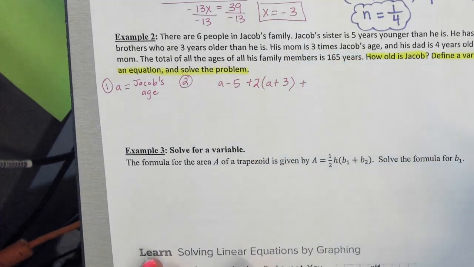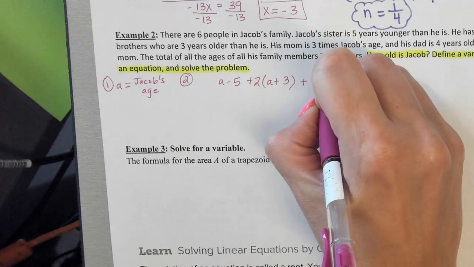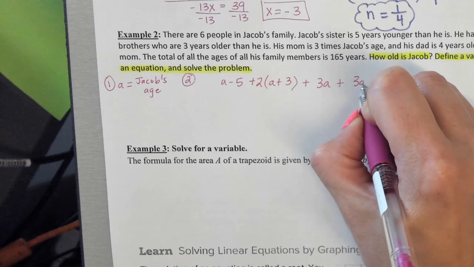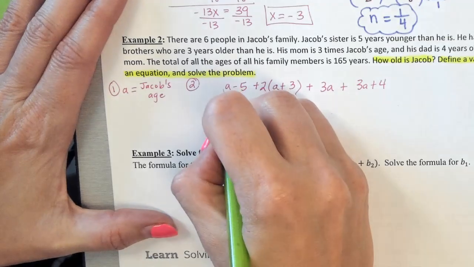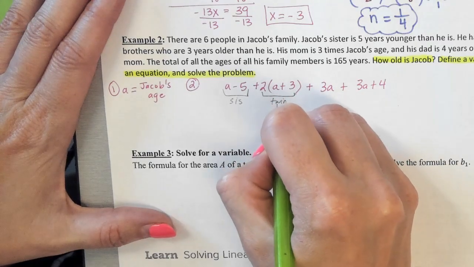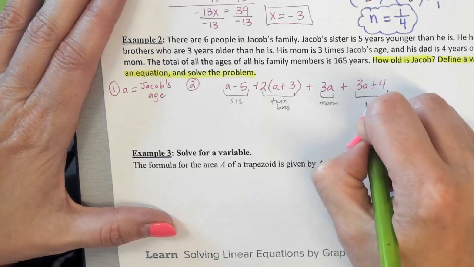And then we have his mom, who is 3 years times his age, so we are going to multiply there. And then Bella, can you tell me what you got for the dad who's 4 years older than the mom? Yes. So this would be the mom's age plus 4. So we have his sis. We have the twin bros. We have mom. We have dad.